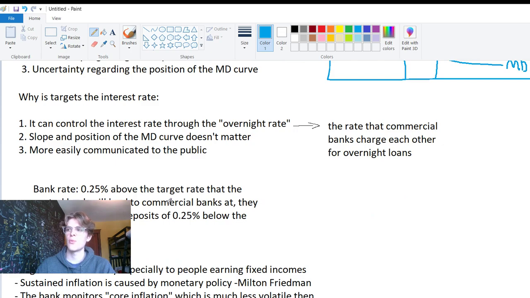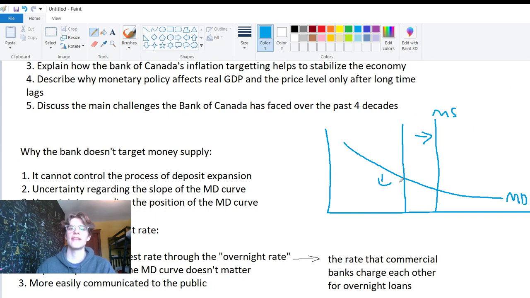Why, instead, should they target the interest rate? They can control the interest rate a lot more easily by setting a bank rate, and that will change the overnight rate. And the slope of the MD curve doesn't really matter to change the interest rate, because you can change the interest rate by the exact amount that you want, and this will adjust accordingly.